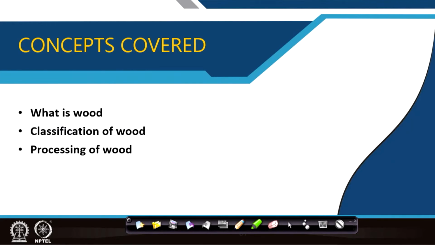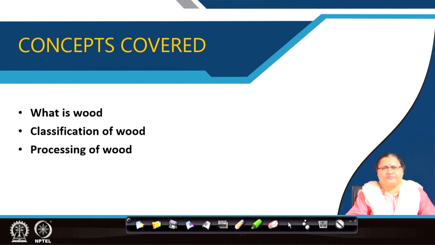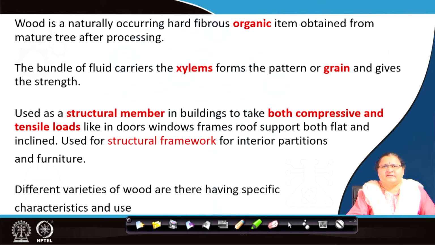How is it made? How do we get wood? What are the classifications of the different types of wood? And how do we process it to make it appropriate for the building industry? These are to be discussed in this particular lecture. So, if we look into what is wood, it is the hard fibrous organic item formed from the mature tree after being processed.